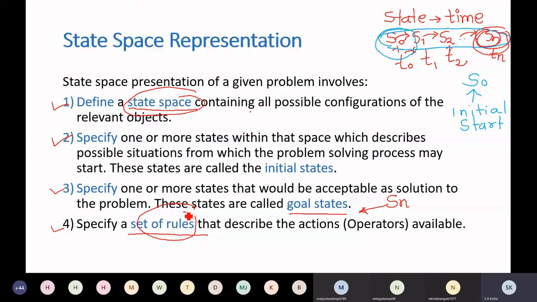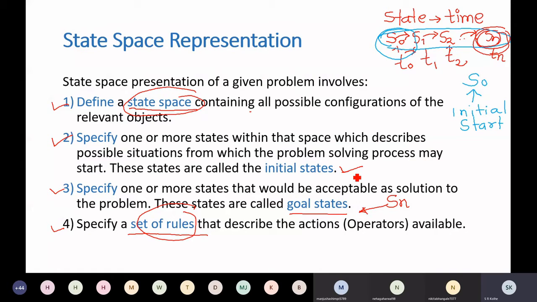So the set of states you are going to define, we are going to call that a state space, and out of those states, some of the states will be initial states and some of the states will be the final states. So you are going to define initial state and final state or states. For some problems you may have one state as the initial state, or you can have more than one state as the initial state. And for certain other problems you may have a set of states as goal states, or there may be only one goal state.